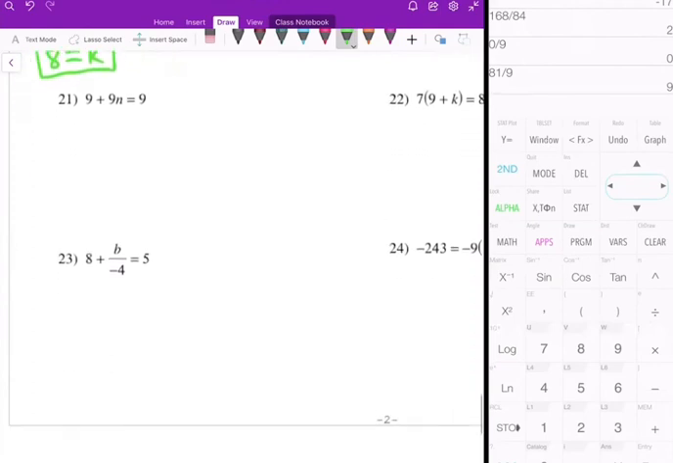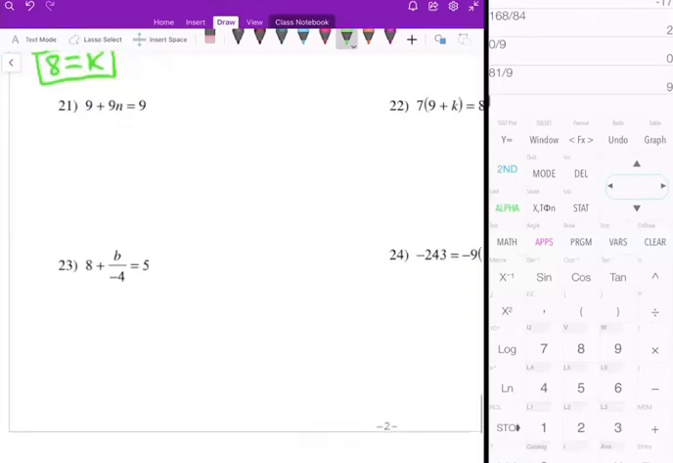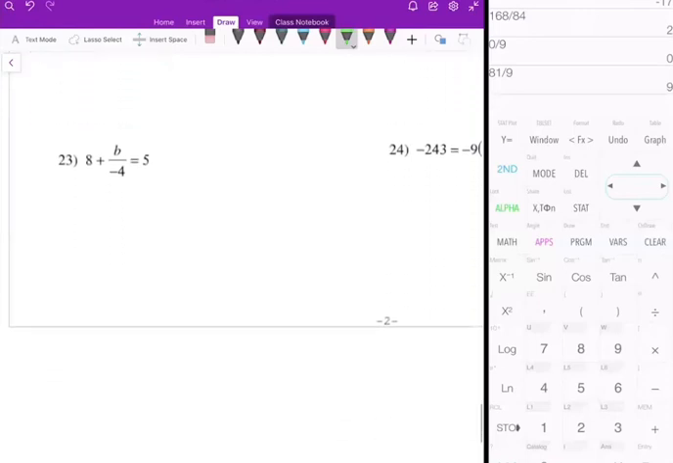Let's see, any more complicated ones? Okay, let's just do 23, just for fun, right? 23. Okay, so first things first, get rid of your 8. Minus 8 on both sides. 8 minus 8 is 0. 5 minus 8 is negative 3. All right, so then this right here, I'm going to bring it down. So I have b over negative 4 is equal to negative 3.